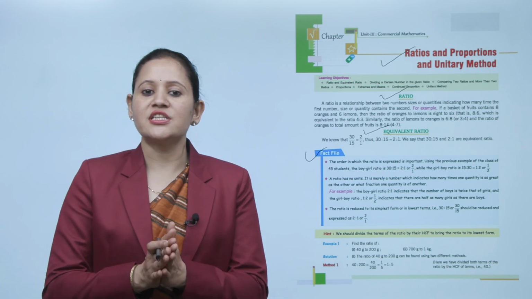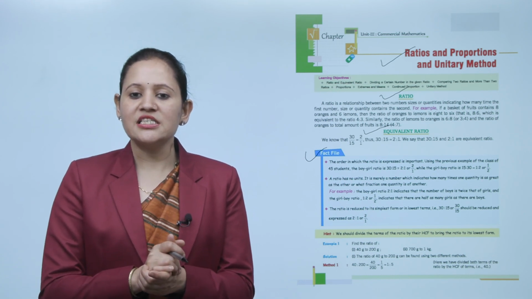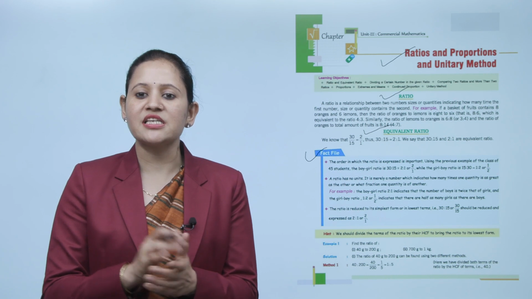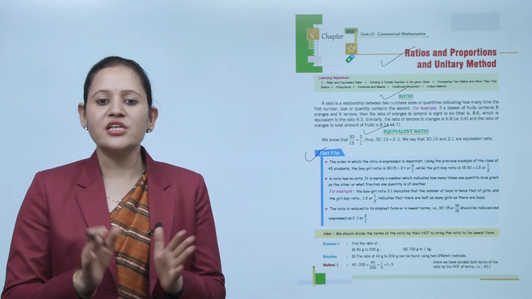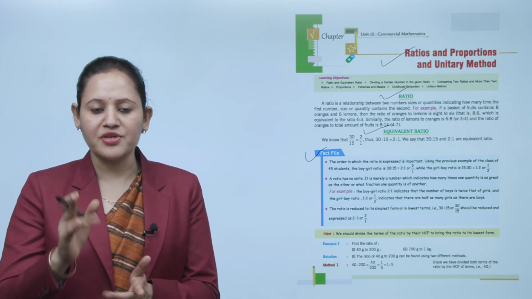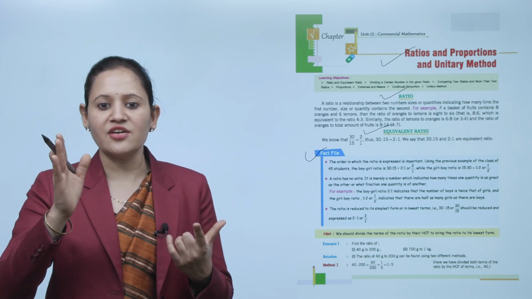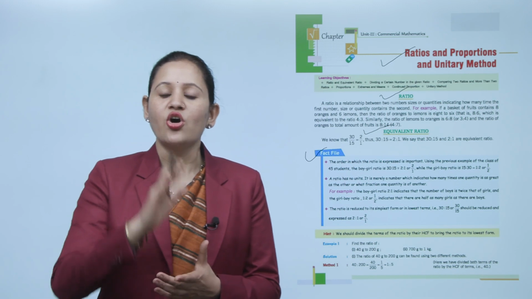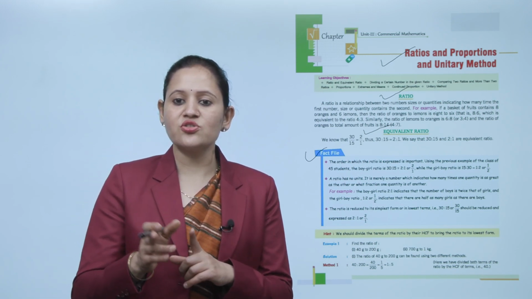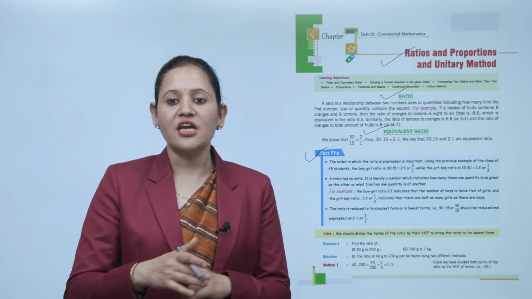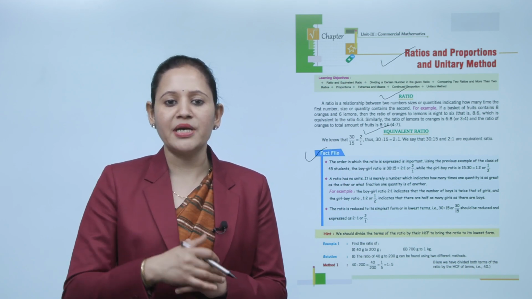The order in which the ratio is expressed is important. Using the previous example of the class of 45 students, the boys to girls ratio is 30 ratio 15, meaning boys 30 and girls 15, that is 2 ratio 1 or 2 upon 1, while the girls to boys ratio, that is 15 ratio 30, is 1 ratio 2 or 1 by 2.